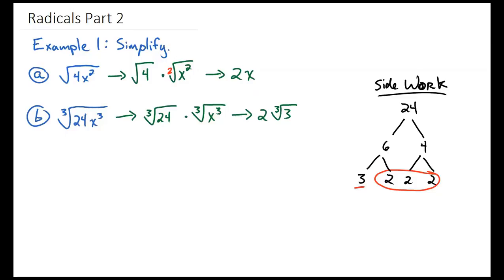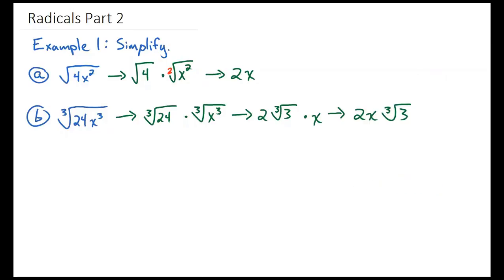Now, for our other piece here that we separated off, the cube root of x to the third, here it's just easy to see that that index is going to cancel the power, and we'll end up with just an x. Now normally when we have all these pieces and parts, what we end up doing is writing the stuff that's not under a radical out front, multiplied together, and the stuff that is under the radical second, multiplied together. So that would give us 2x cube roots of 3. And then that one's all finished.